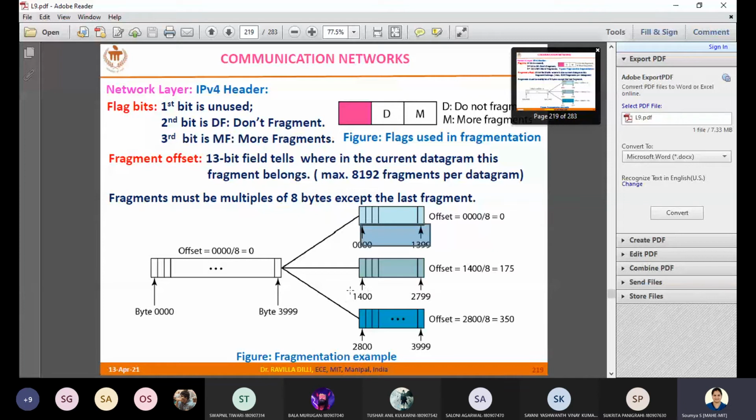Next, similarly, byte number 1400 to 2799. Now, how do you find the fragmentation offset of this particular stream? You take 1400 divided by 8. Its value would be 175. So the fragmentation offset for this entire set of bytes will be equal to 175. And that's how it goes on.